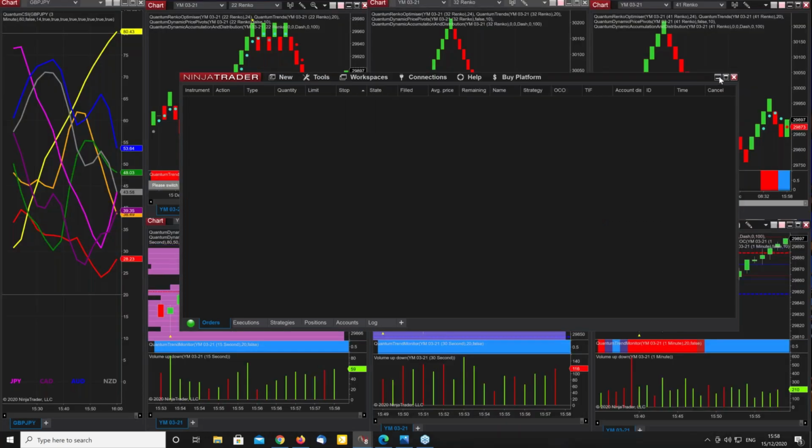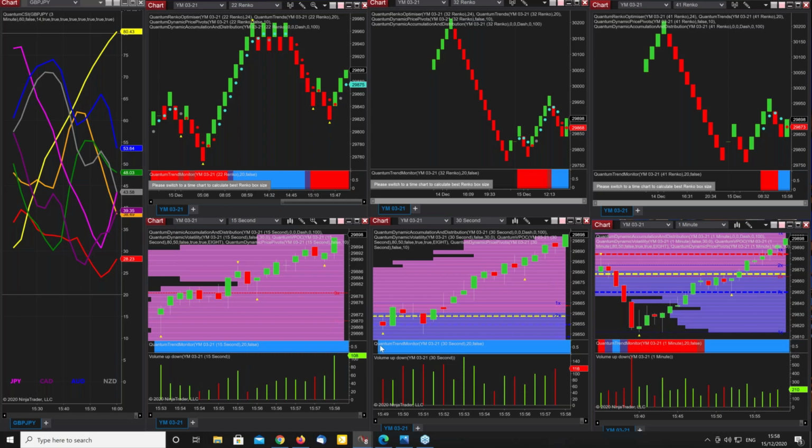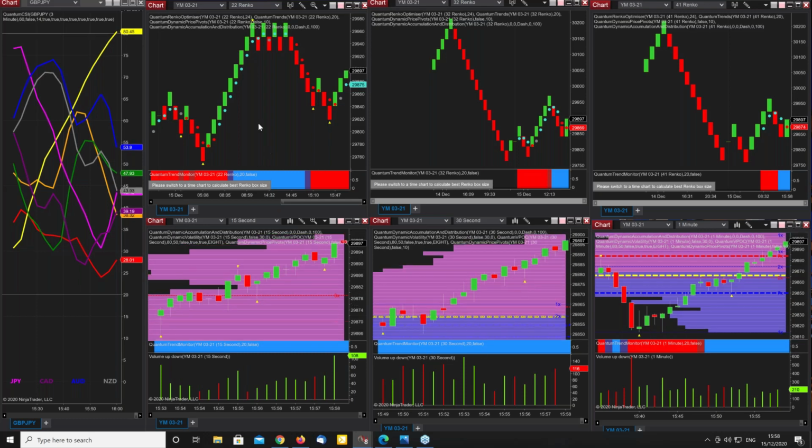Can't remember who I've got on here. I've got the YM here. Exactly the same principles. The YM is a non-time-based chart. It's perfect for intraday scalping.